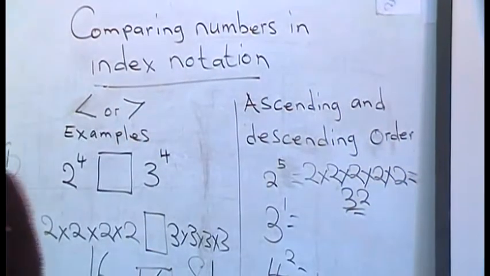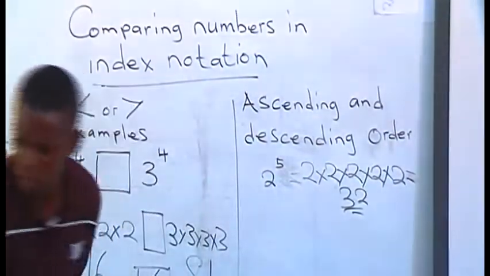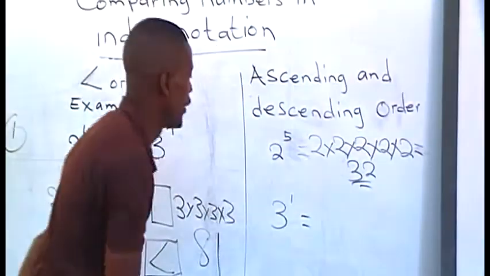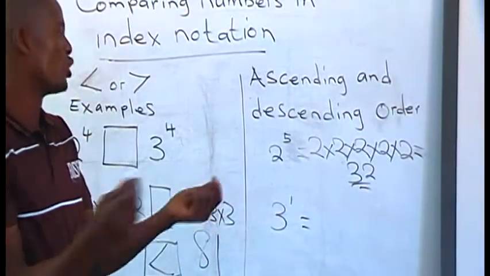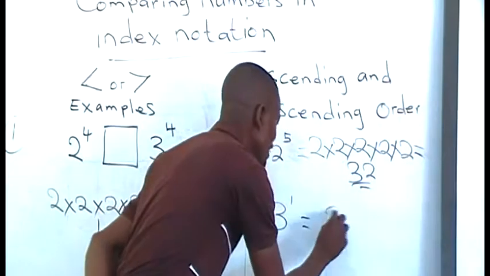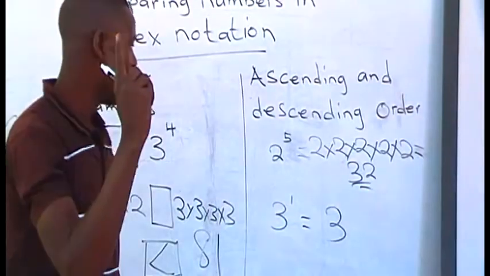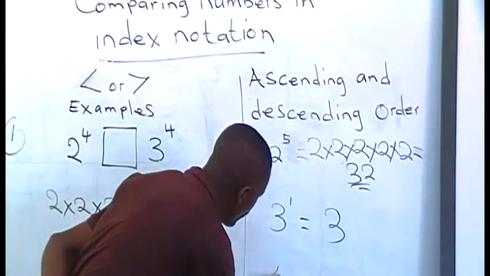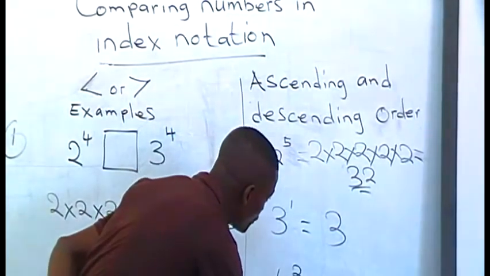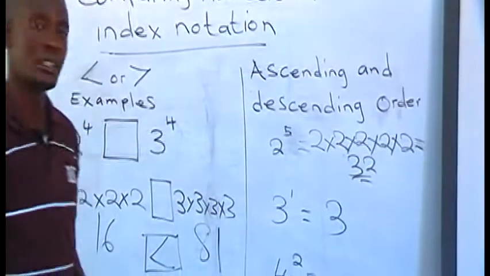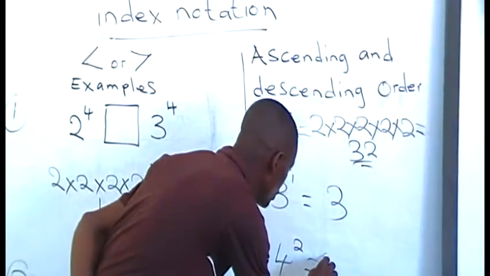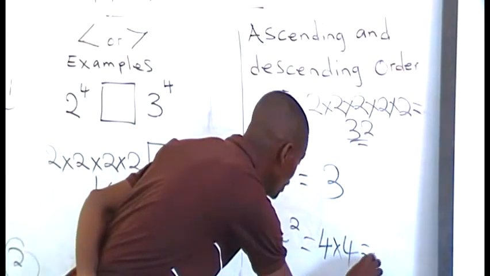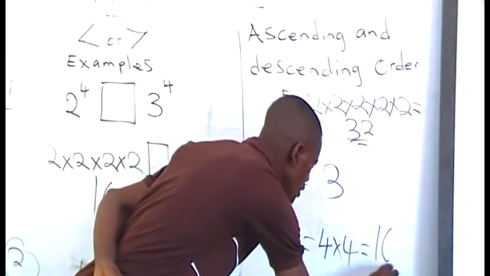For the second one, we have 3 to the power 1. 3 should just multiply itself one time, so the answer is just 3 itself. And then we also have 4 to the power 2. The base is 4 and the index is 2. You need to work it out in this way: 4 times 4, and 4 times 4 is equal to 16.